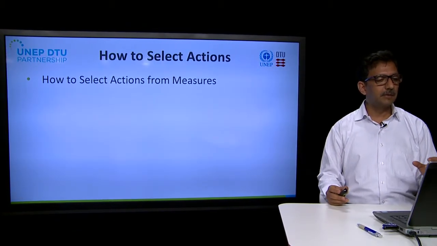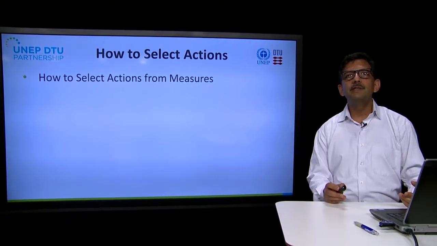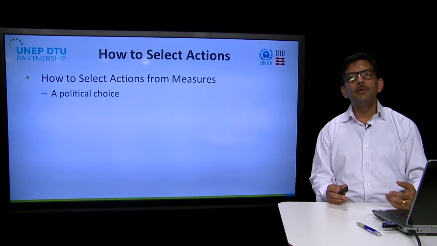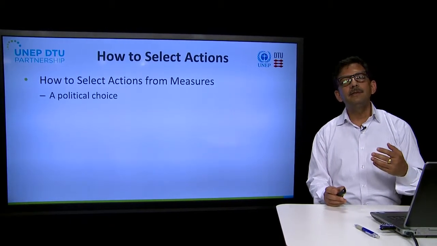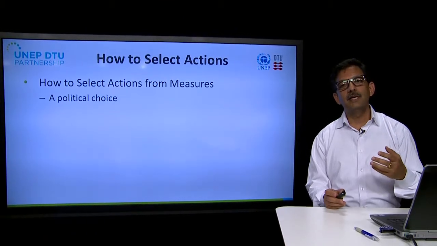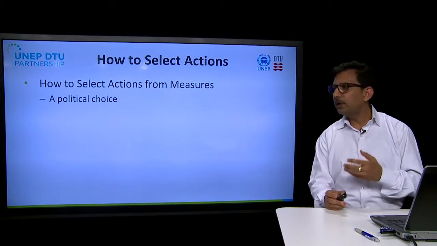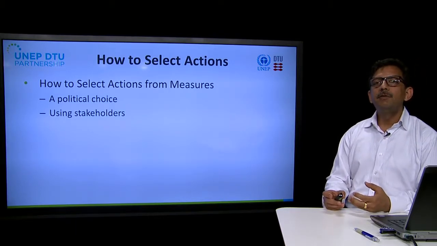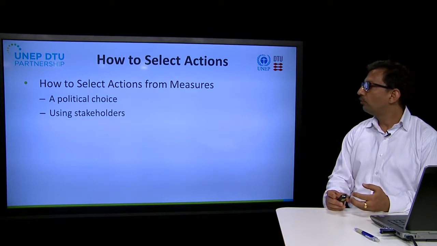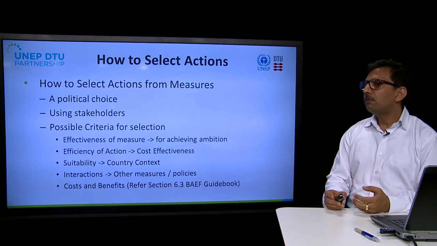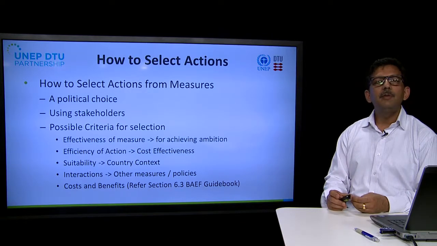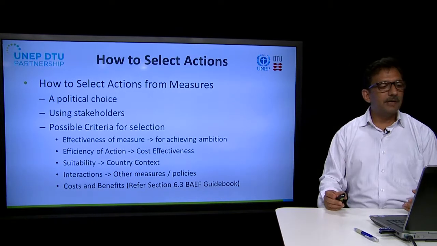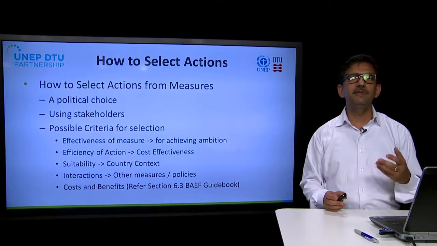I will explain now how we select actions from amongst the majors. A priori, we have to keep in mind that this process of selecting actions from amongst majors is a political choice, and this political choice is made within the stakeholder discussions, and to guide this process in a relatively structured fashion, it is good practice to think of some criteria for selection of these actions.